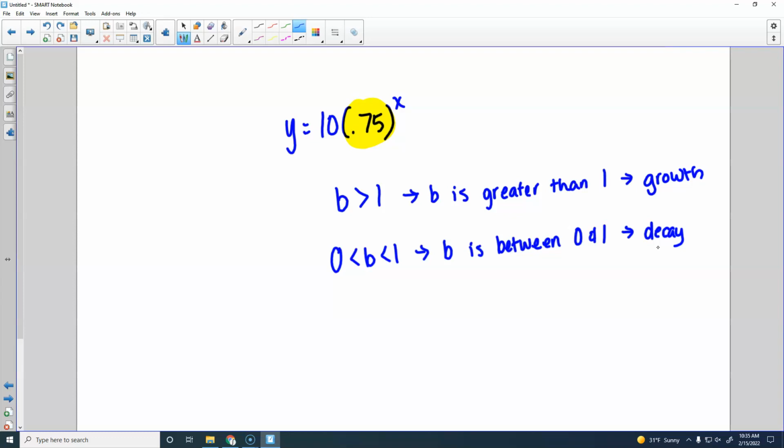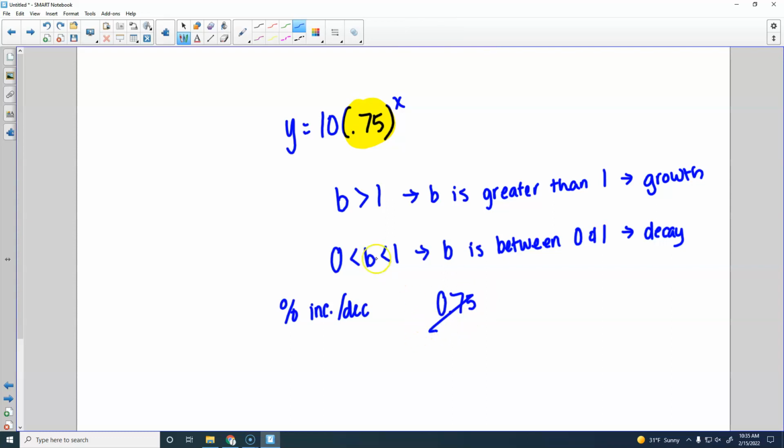So that particular one is decreasing. And then to tell your percent increase or decrease, you're going to do the same thing every time. You're going to take that b value. So like on that one, you got 0.75.